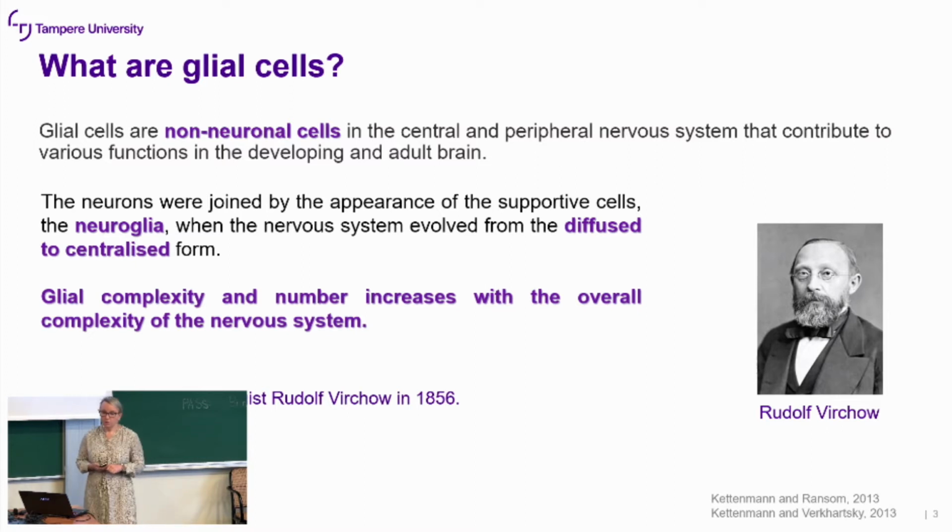What is also not known is that glial cells in general, we didn't know that astrocytes existed at that time, but glial cells in general, were discovered by the German pathologist Rudolf Virchow already in 1856, so very early on.